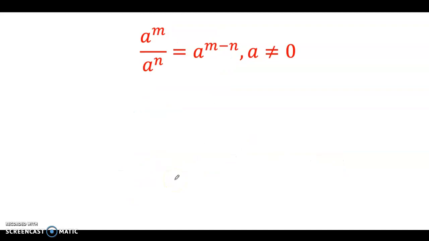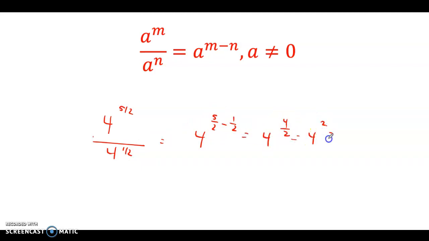a to the m over a to the n is a to the m minus n. So again, an example of that is 4 to the 5/2 over 4 to the 1/2. Again, the bases are the same. You're going to subtract the exponents. So it's 4 to the 5/2 minus 1/2, which is 4 to the 4/2, which is 4 squared, which is 16.